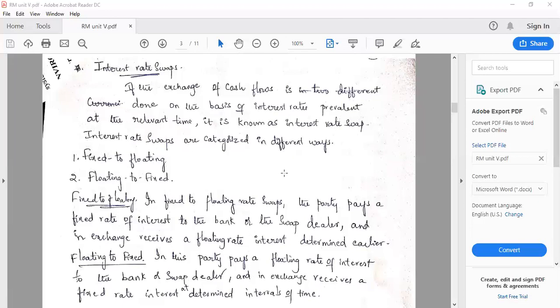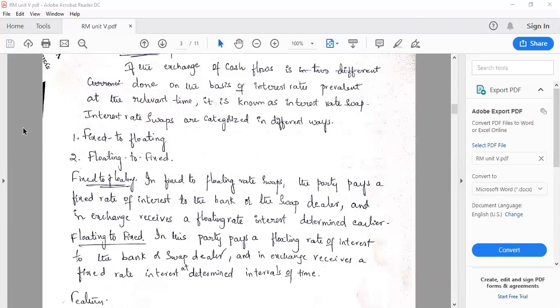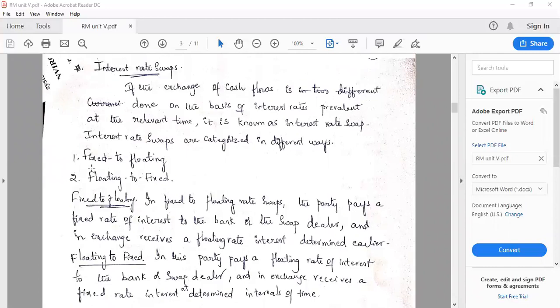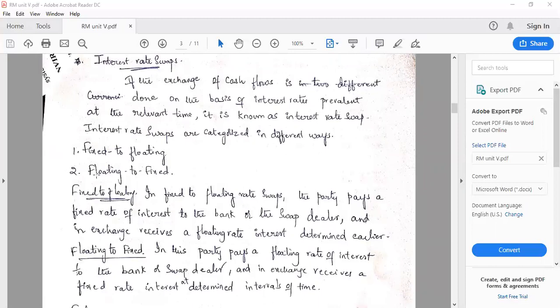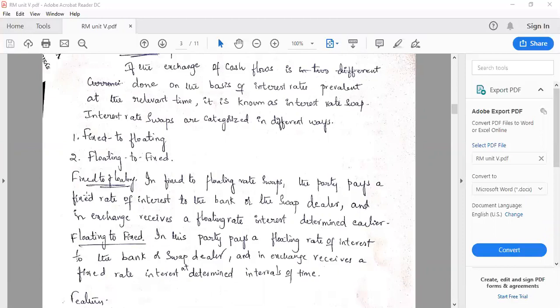Interest rate swaps are categorized into two types: fixed to floating and floating to fixed. You all know the types of interest rates. It is of two types: fixed interest rate and floating interest rate. Fixed interest rate means the interest rate will be fixed throughout the period, and in floating interest rate, according to the changes in the market, the interest rate will change.